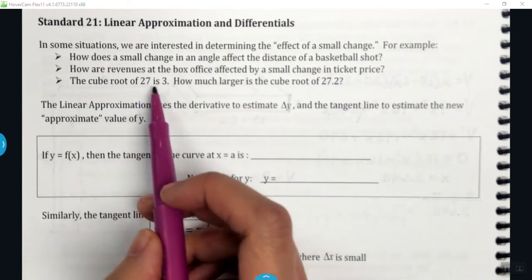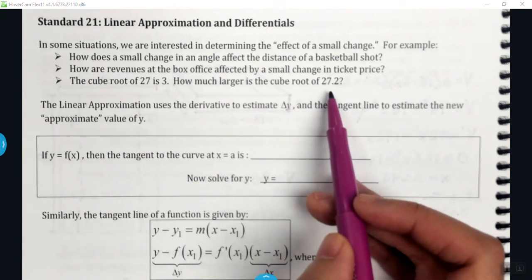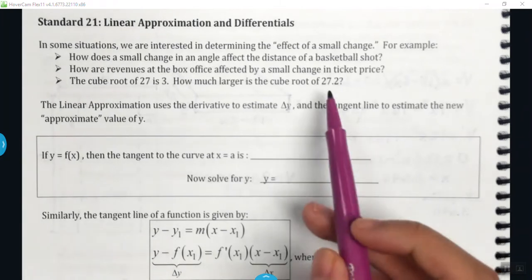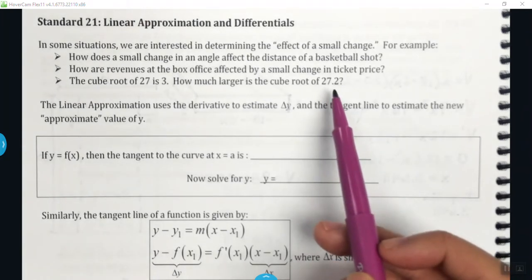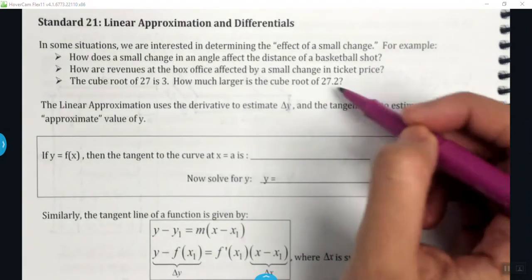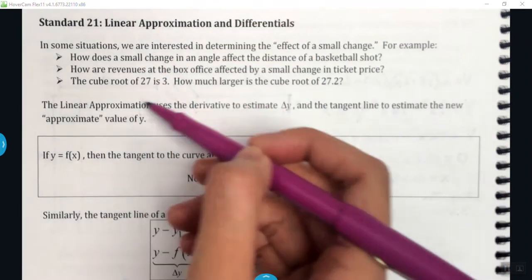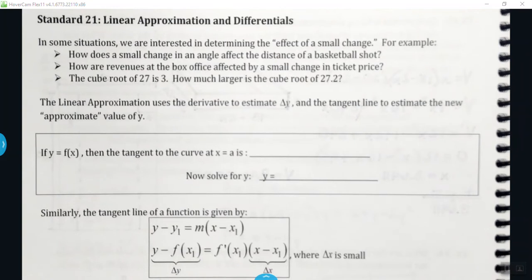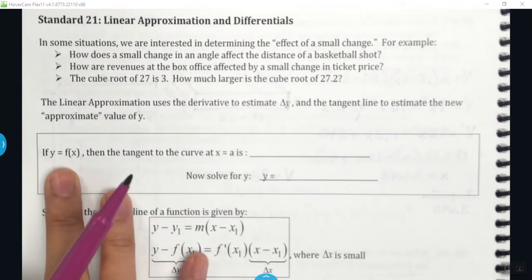Or the cube root of 27 is 3. How much bigger is the cube root of 27.2? What we do is we make a tangent line approximation for it, and by making the tangent line, we can estimate how big of a change in x will make your change in y. Okay, all right, so everybody knows how to make a tangent line, right?